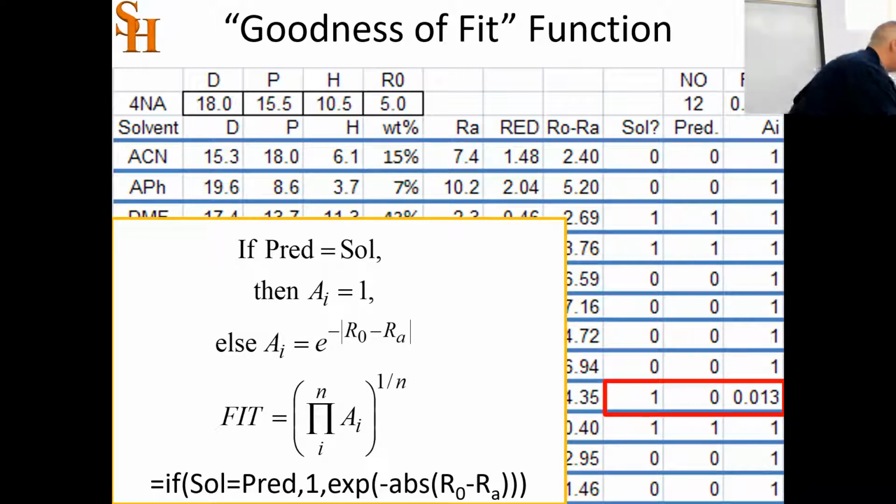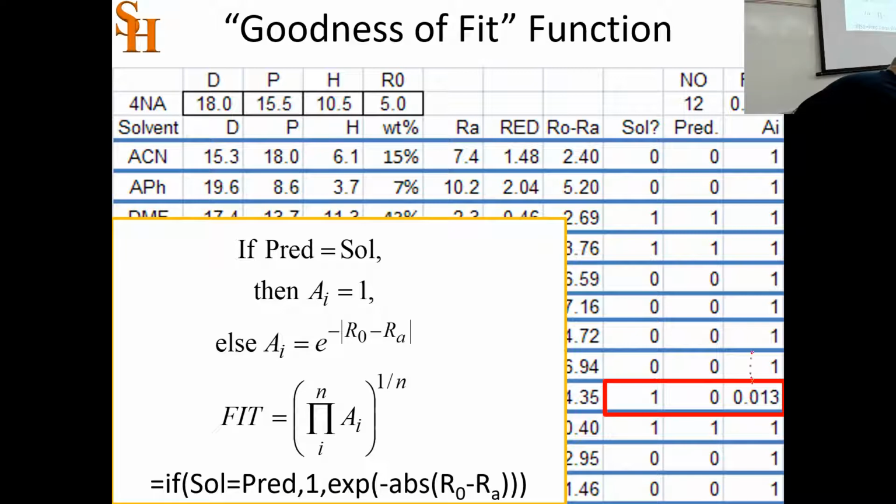And it's an if-then statement. So we say, if this column equals that column, then the answer is 1. And so the answer is 1 for all of these because they match. We get here, this column doesn't match that column, so then we have to calculate the fit value. And so the first part: if predicted equals soluble, then A_i equals 1, else A_i equals this exponential term. And so it's this R0 minus Ra, which is right here. Change the sign and take e to that value, and that's what we get, 0.013.